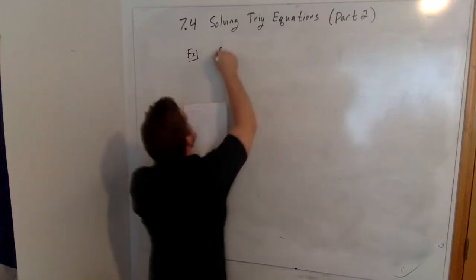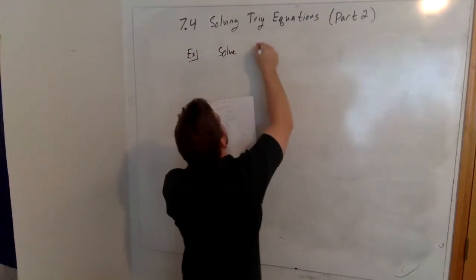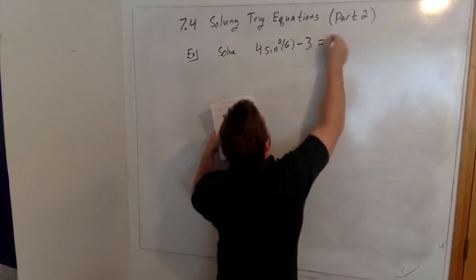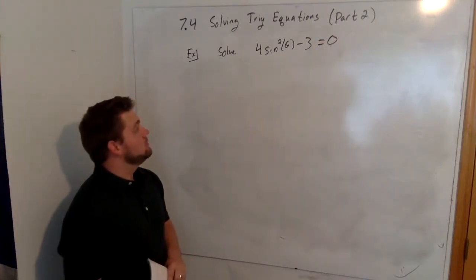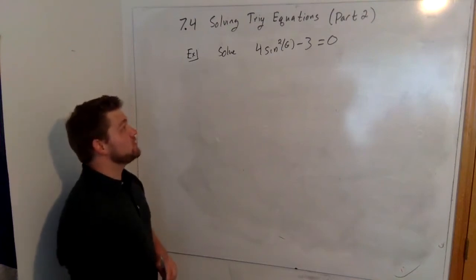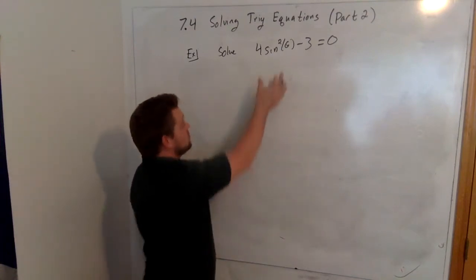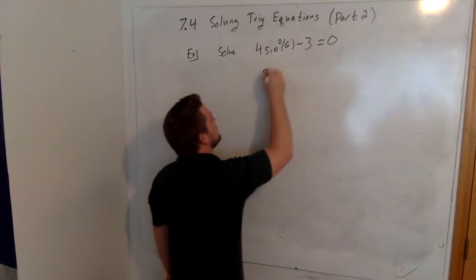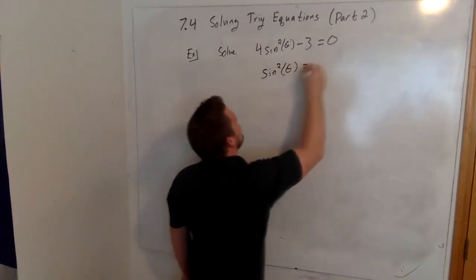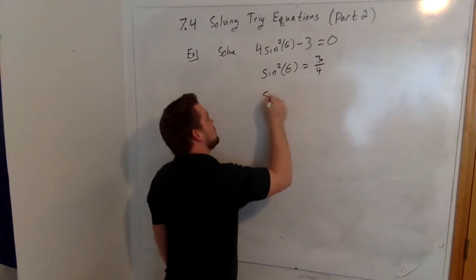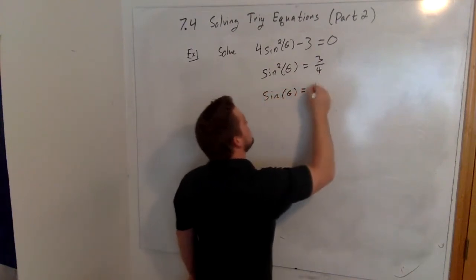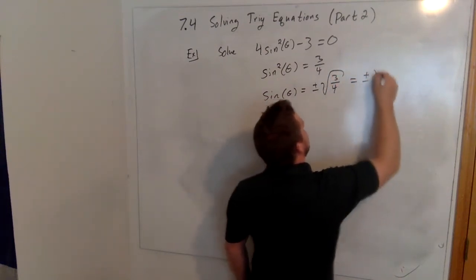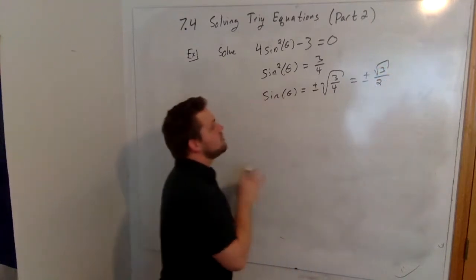So let's say we want to solve the equation. How about 4 sine squared of theta minus 3 is equal to 0. So the first thing we're going to want to do here to solve for sine is, let's go ahead and isolate sine squared. So we can add 3 to both sides and divide by 4. So we'll get that sine squared of theta will be equal to 3/4, or we'll get that sine of theta could be equal to the plus or minus square root of 3/4, which is equivalent to the plus or minus square root of 3 all over 2. Make sure not to forget the plus or minus.